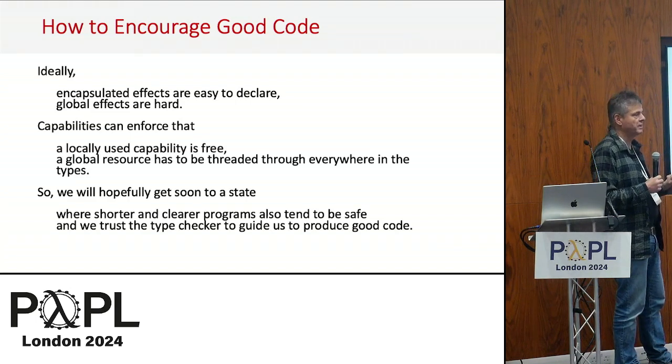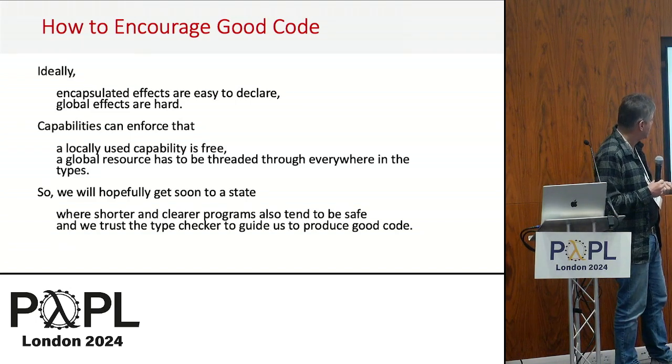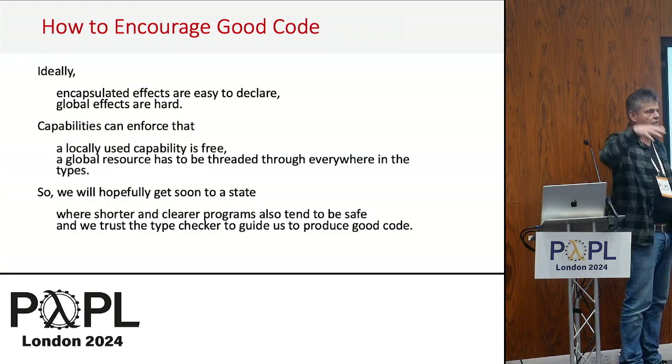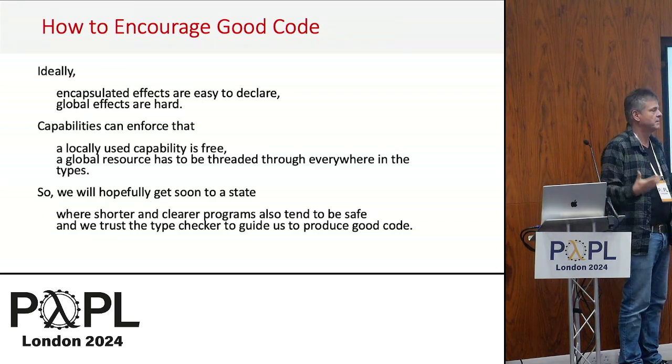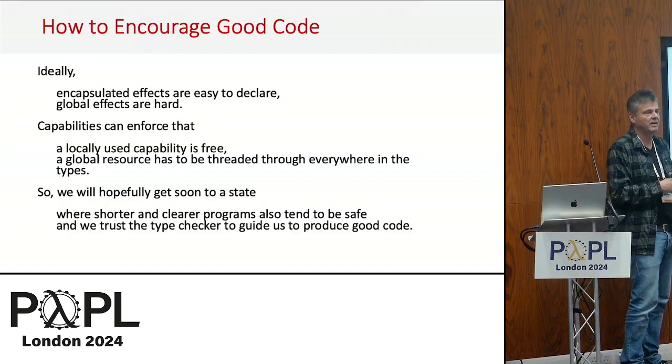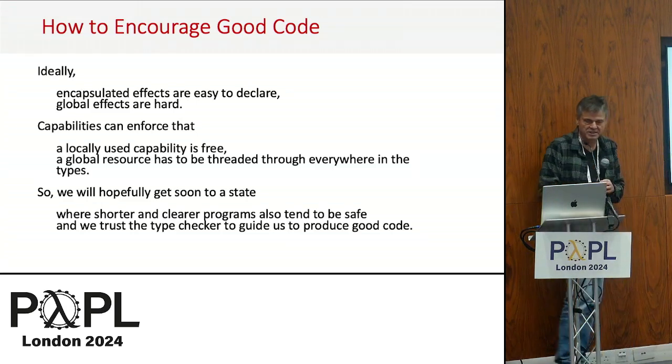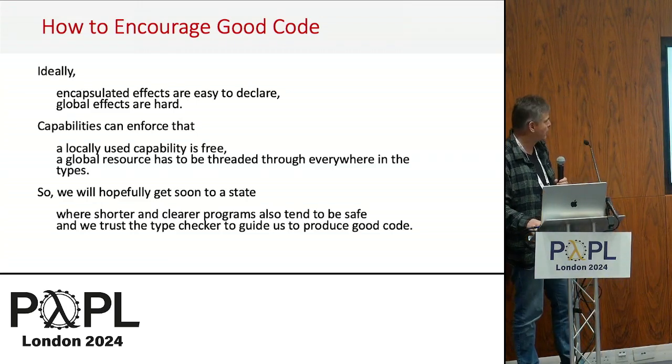And with capabilities, indeed, there's a good promise for that, because capabilities would have to thread through the whole program. If you need that, then somebody has to give you the capability, and that's going to be very expensive. So the more local the effects are, the easier a system with capabilities becomes. So that means we can hopefully soon get to a state where shorter and clearer programs also tend to be safe, and we trust the type checker to guide us to produce good code.